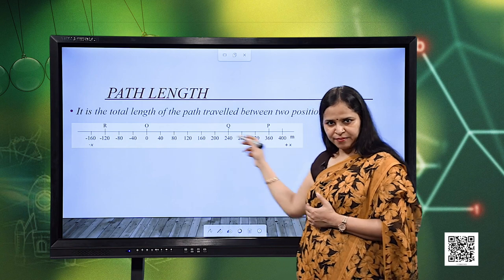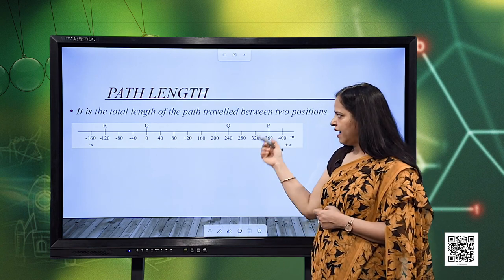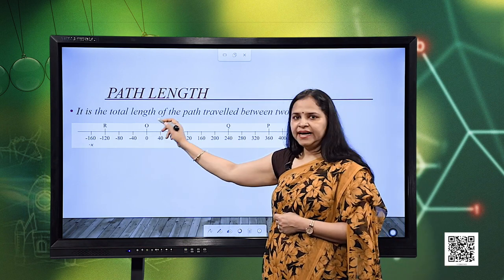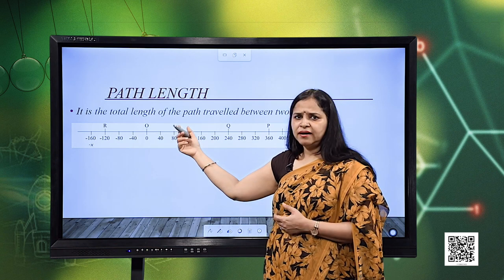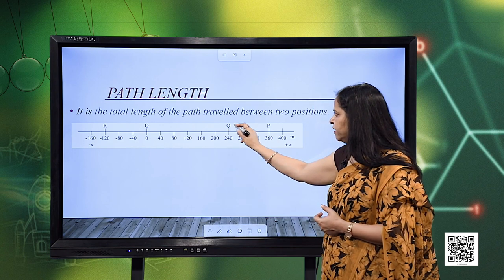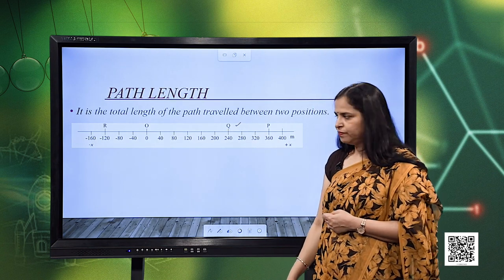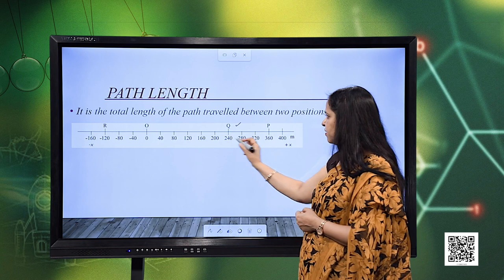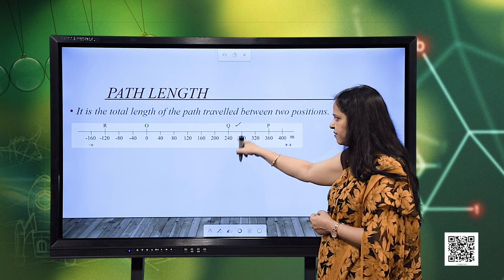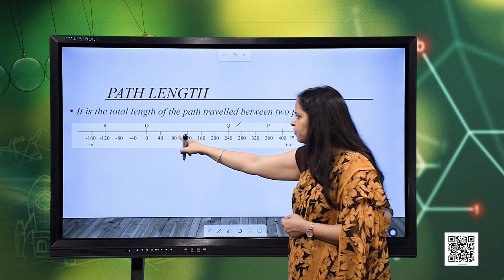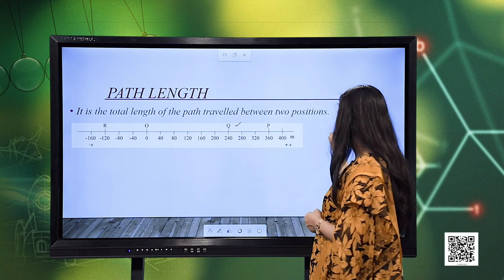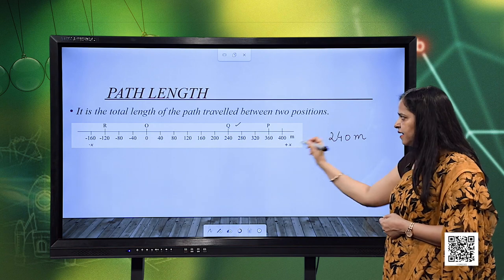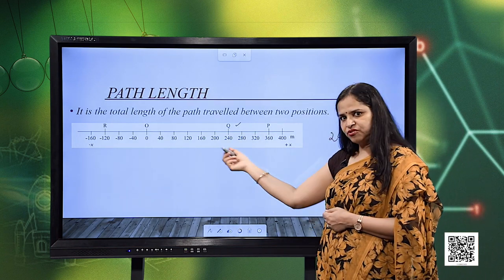Again, I consider the same reference frame, and suppose an object is initially at the origin. Now suppose it starts moving, and in a particular amount of time it reaches this position Q. How much will be the distance traveled, or what is the length of the path? Finally it has reached 240, and the actual length of the path will be the measurement of this distance. So it is 240 meters. The length of the path traveled, or the distance traveled by the object, is 240 meters.